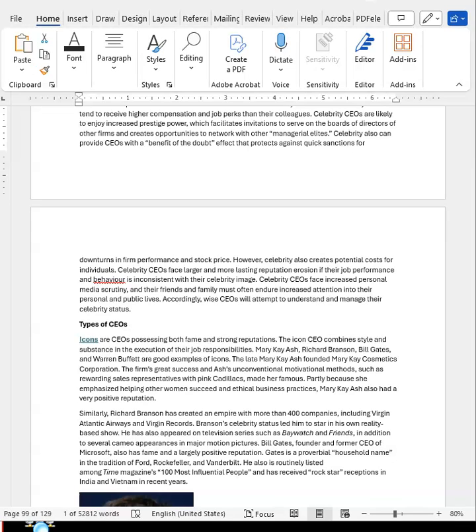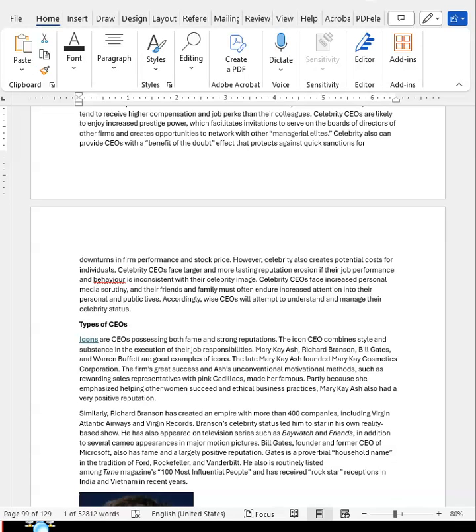However, celebrity also creates potential costs for individuals. Celebrity CEOs face larger and more lasting reputation erosion if their job performance and behavior is inconsistent with their celebrity image. Celebrity CEOs face increased personal media scrutiny, and their friends and family must often endure increased attention into their personal and public lives. Accordingly, wise CEOs will attempt to understand and manage their celebrity status.